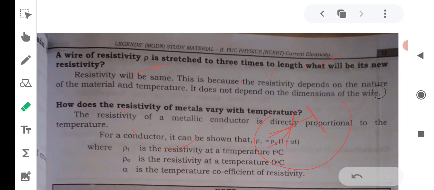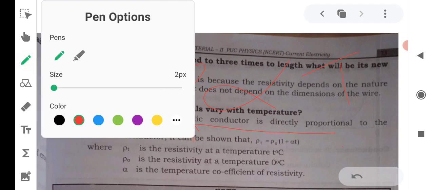Resistivity depends on the temperature, and the resistivity of a metallic conductor is directly proportional to the temperature. Resistivity of a metallic conductor is directly proportional to the temperature. Rho is proportional to T. Resistivity is directly proportional to T. And one more formula is there, I will discuss that one.